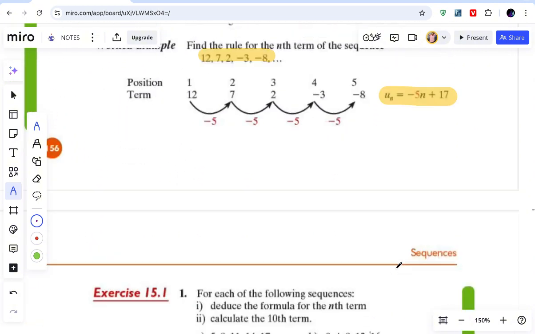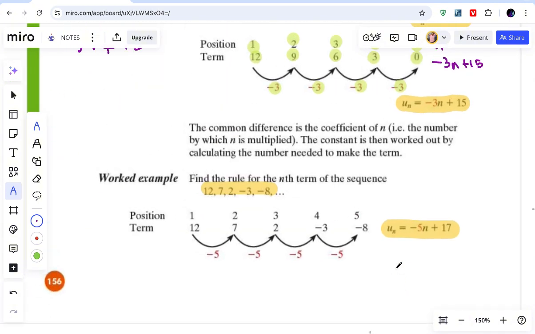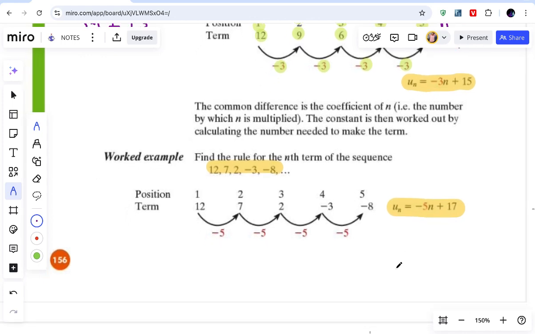Now, the last but not the least for this type, before we give you some questions to try, take a look at this. Every sequence they give you has terms. The first row is just the position number: position 1, 2, 3, 4, 5. It's not the sequence. The sequence is the terms: 12, 7, 2, negative 3, and negative 8.